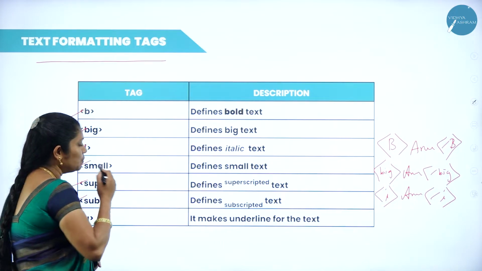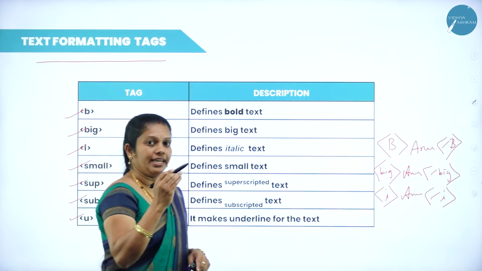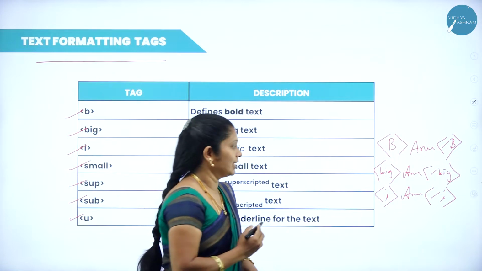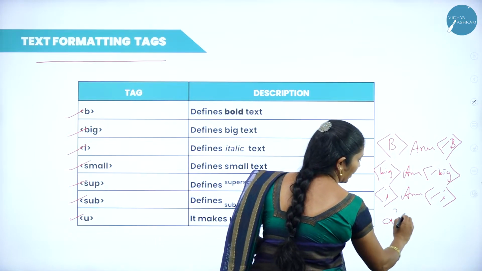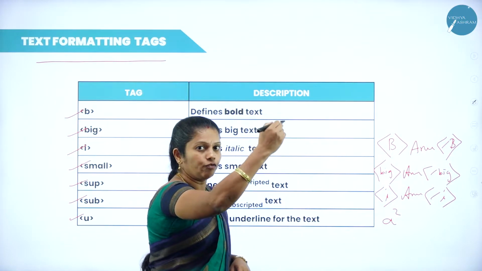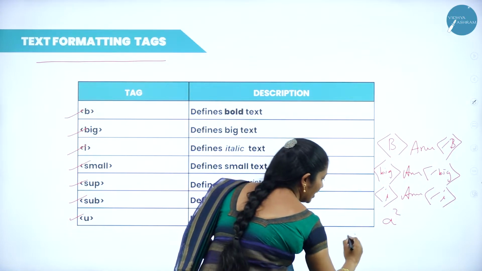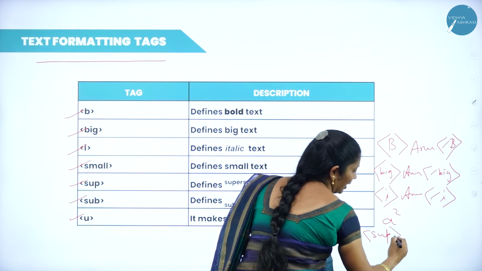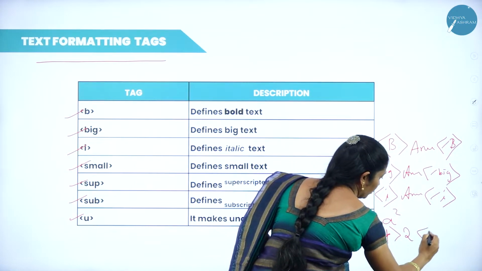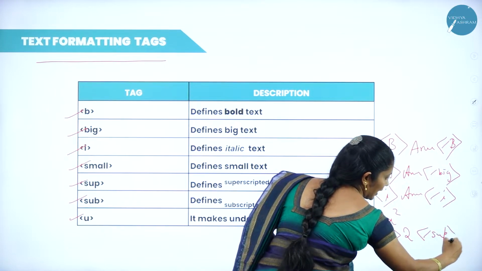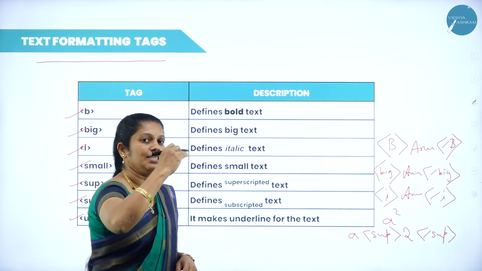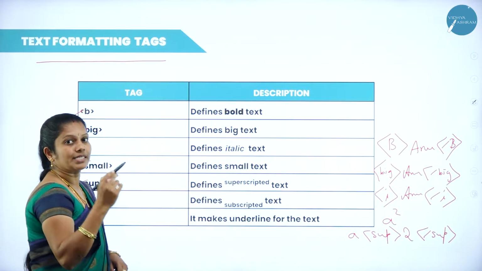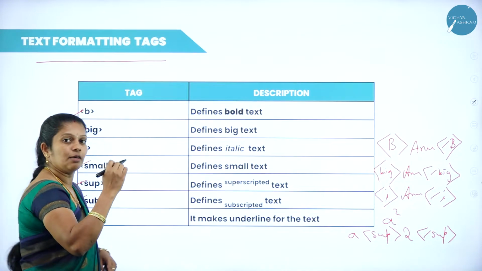In the same way, the superscript tag. When you want to display the data in power format, then we require this superscript tag. For example, if you want to display a square, then a to the power of 2 we want to write. Then how to write it? Write a, then the superscript tag, then write the value, then afterwards close the superscript tag. It means that when you want to display the data in superscript or power format, then we require this superscript tag. In the same way, the subscript tag.